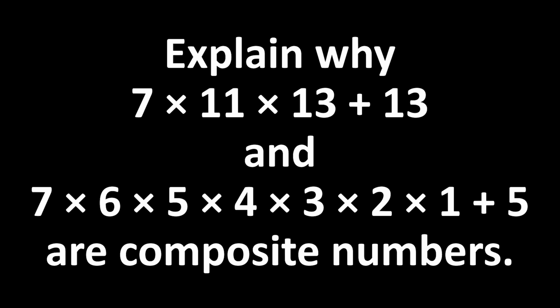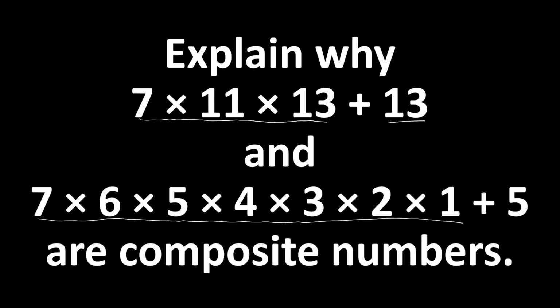Question number 6 of exercise 1.2. The question is, we have to explain why this number 7 into 11 into 13 plus 13 and 7 into 6 into 5 into 4 into 3 into 2 into 1 plus 5, these two numbers are composite numbers. So we know, right, what composite numbers are? Composite numbers are those natural numbers which have more than two factors, right? So we have to show here that these two expressions, these two numbers which are given over here, have more than two factors. That's all we need to show.